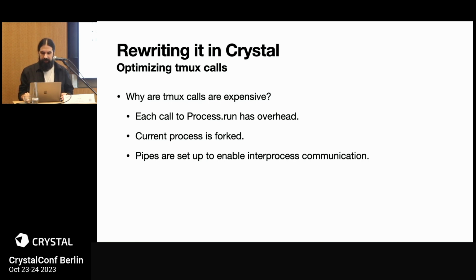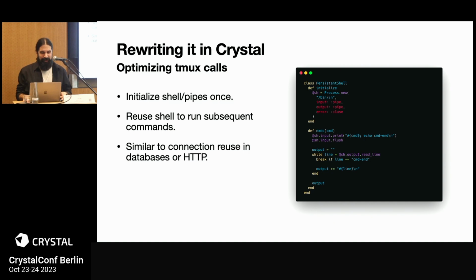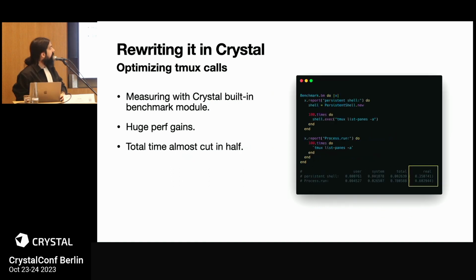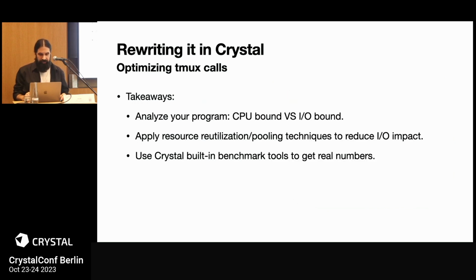So I did this dirty hack that they call the persistent shell, where I initialize a shell once and then I send commands to it. I got very good performance gains, basically cutting the time by half compared to running it the typical way. So some takeaways from here: if your program is more I/O bound than CPU bound, try to optimize those operations. Similar to database connections or HTTP keep-alive, try to reuse connections as much as you can, and use the built-in benchmark tools to get real numbers rather than feelings.